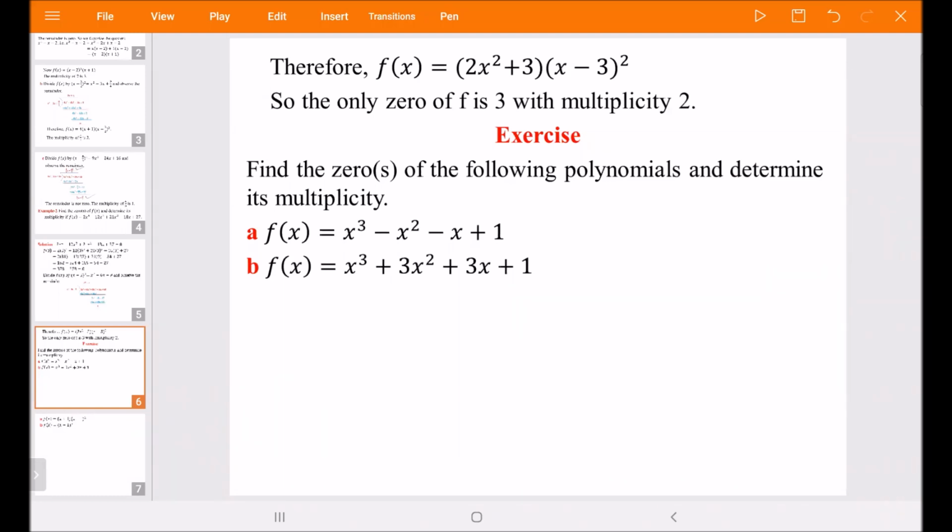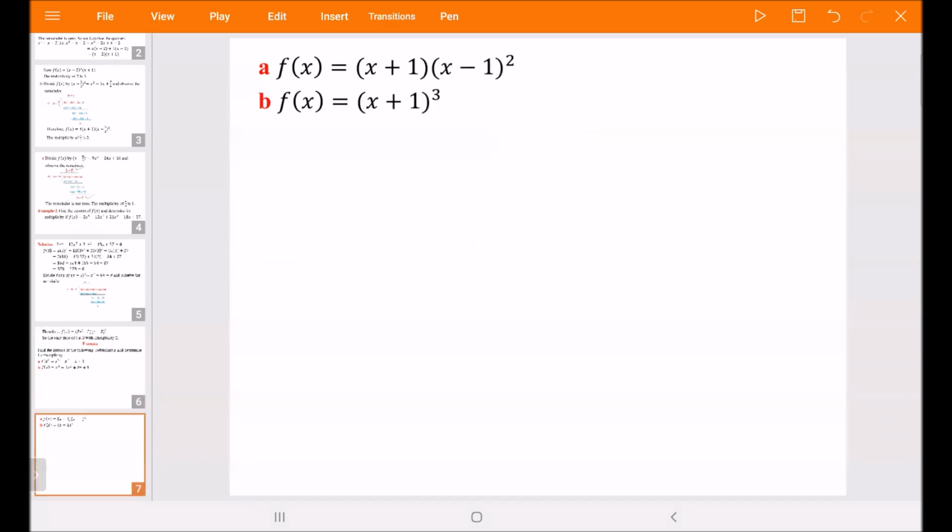So you divide f of x by x minus 1 the whole square. Then the remainder is 0, and the quotient obtained is x plus 1. So you write f of x as x plus 1 times x minus 1 the whole square. Therefore, the zeros of this polynomial are minus 1 and 1, I mean 1 with multiplicity 2.